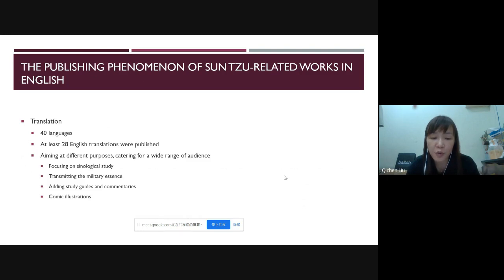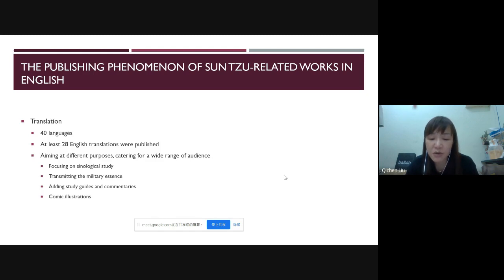Some others, which put more emphasis on transmitting the military essence in The Art of War, employed a way more familiar to English-speaking audiences to render Sun Tzu's words. For example, Griffith's version is the most famous of the type. Many add study guides and commentaries to make the text more reader-friendly, while at the same time still preserving the rich Chinese culture in the translations. For instance, the version rendered by John Minford.